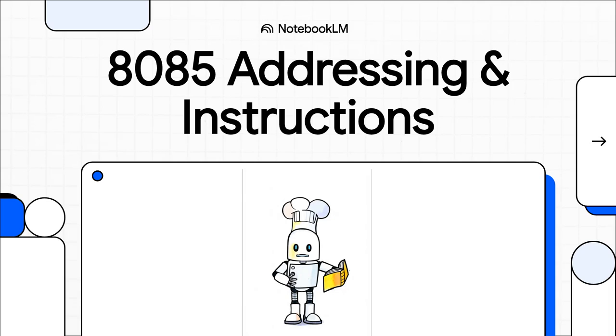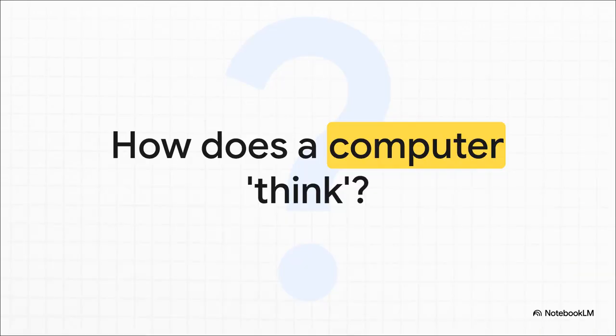Welcome to The Explainer. Today, we are diving deep into the fundamental language of computers, and we're going to use the classic 8085 microprocessor as our guide to figure it all out. So let's just jump right in with a huge question. How does a processor, the actual brain of a computer, know what to do?